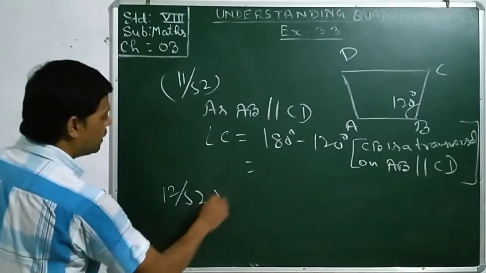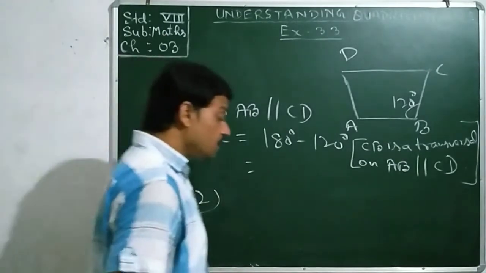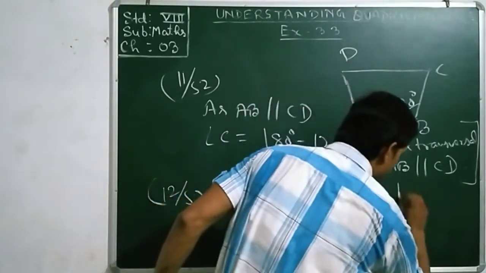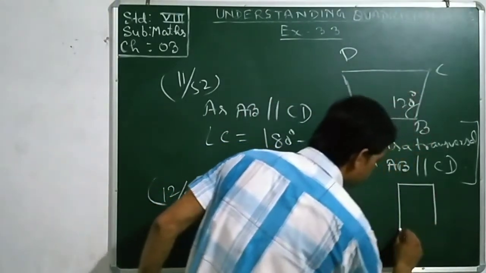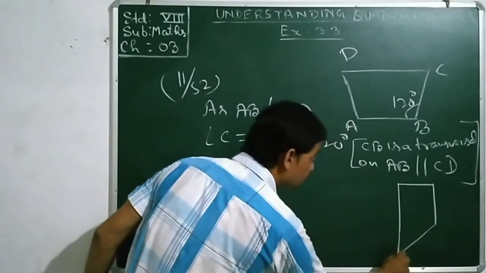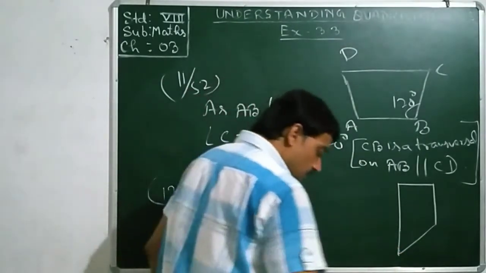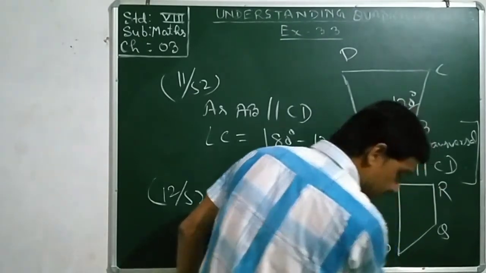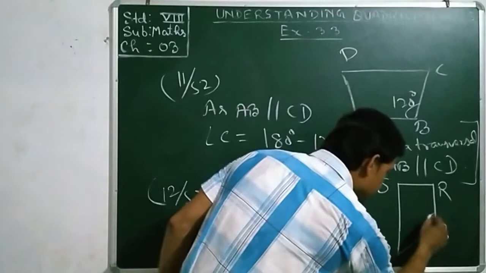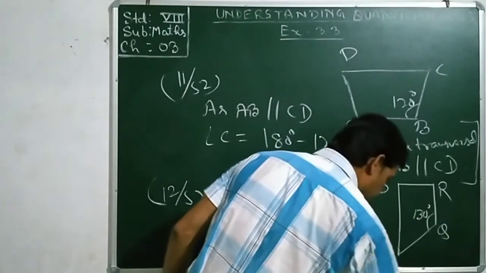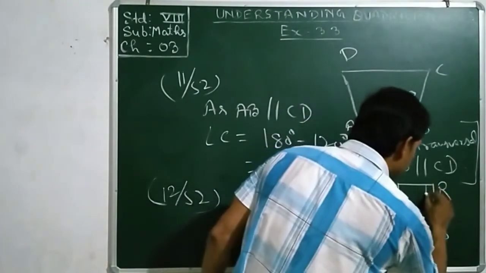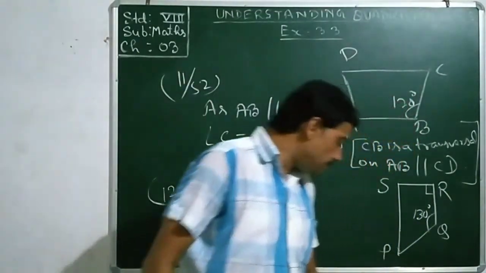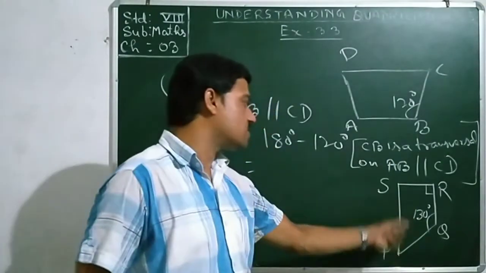And the last sum, that is number 12. Look at the figure. The figure looks like this. P, Q, R, S. This angle is given as 130 degrees and this is a right angle. Measures of angle P and angle S you are asked to find out.